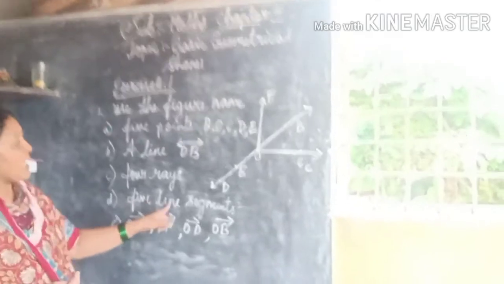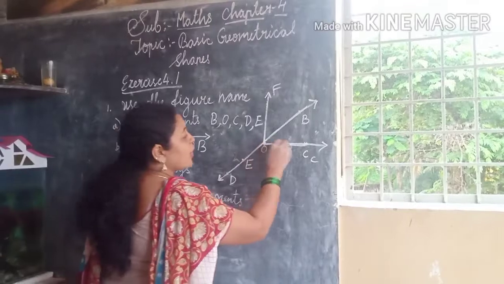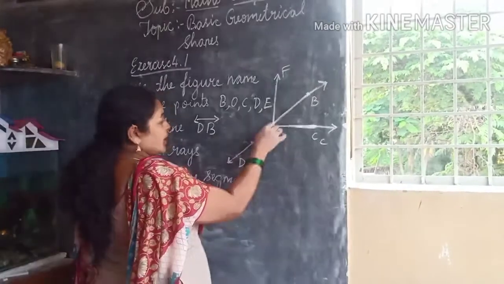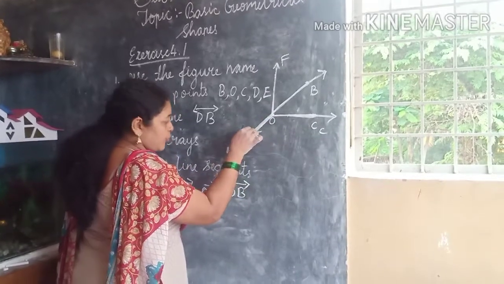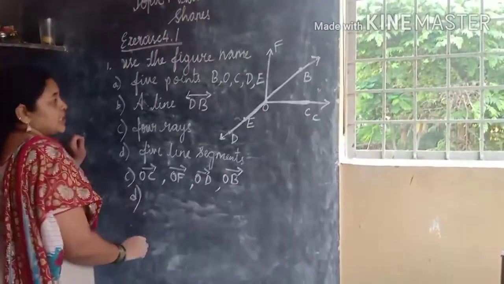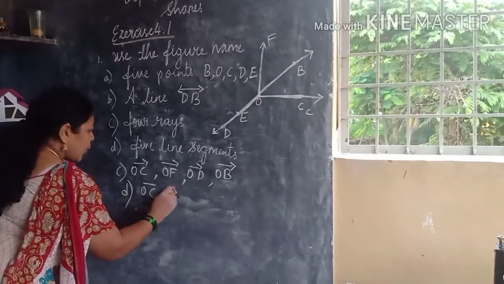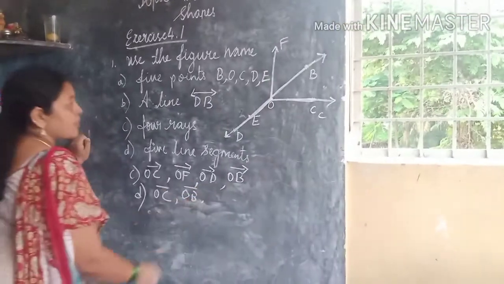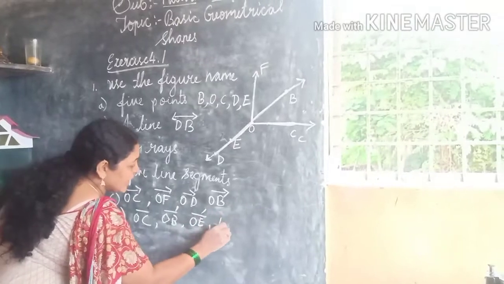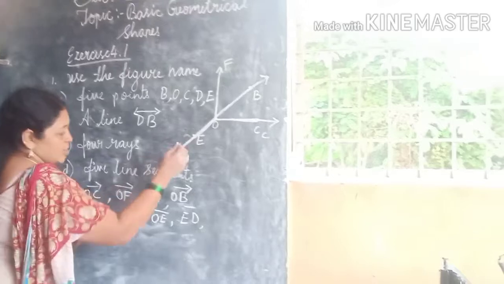And 5 line segments. Can you see here, 1 point to 1 point here? 1 line segment. Here 1 more line segment, 2, 3 line segments and 1 more, 4 line segments. So let us write down the 5 line segments here as OC, OB, OE and ED. ED, and we can write even OD also.